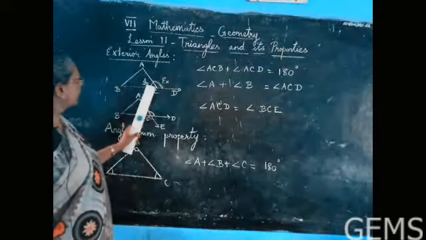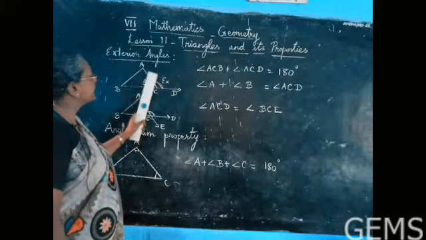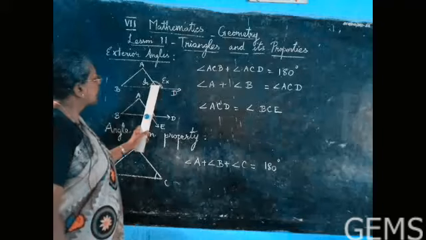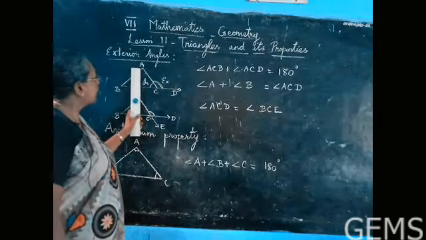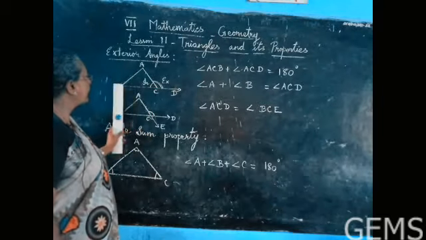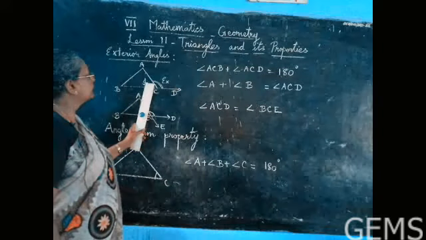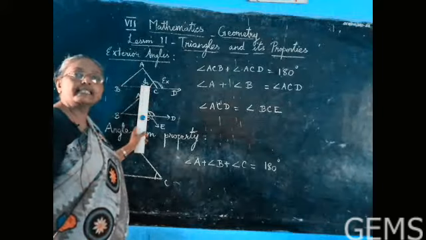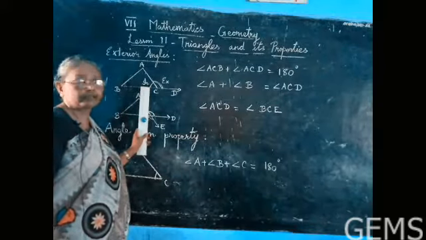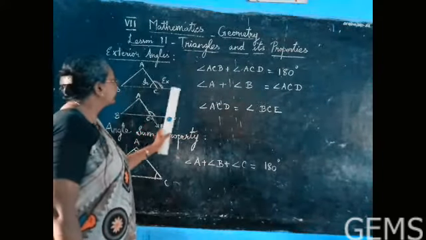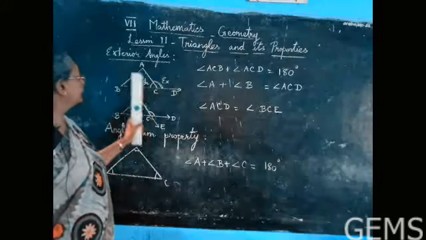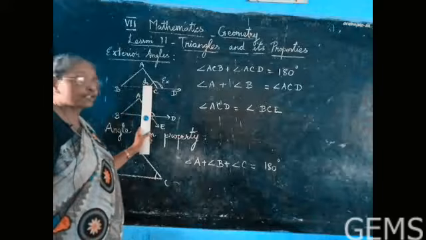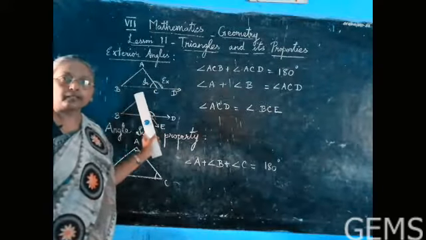Now, what is the interior angle? Here, there is an angle which is adjacent to this exterior angle. That is angle ACB. This angle is called the adjacent interior angle of that triangle. So here, angle ACD is the exterior angle and angle ACB is its adjacent interior angle.